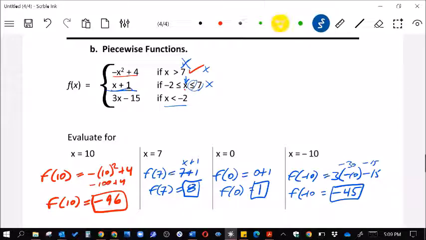I meant to use different colors after the second one, but oh well, forgot. So it looks like we've got 8 for one and negative 45. I guess I'll do green for that, and then do black for the last one. So it's as if I was doing different colors. All right.